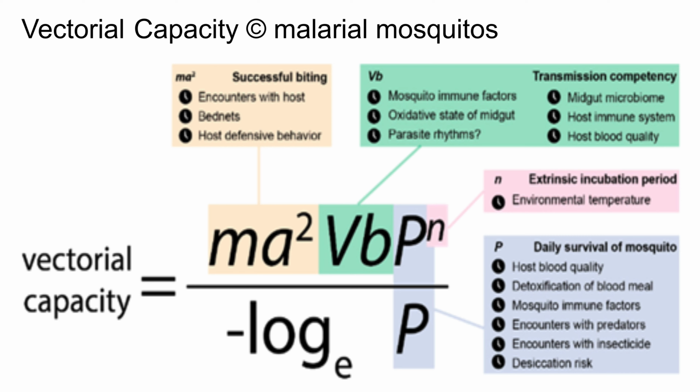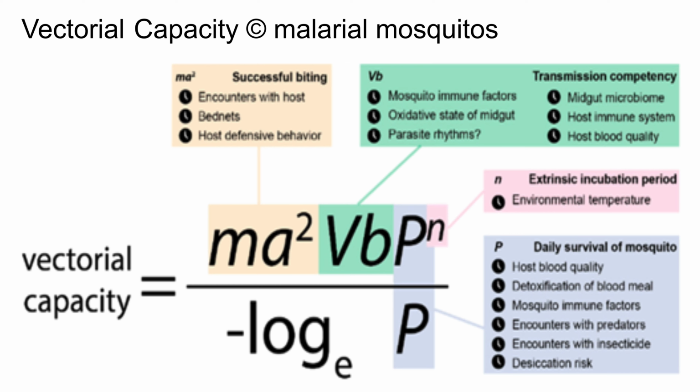So this is a little blurry, but this is vectorial capacity in mosquitoes. And vectorial capacity is 9 times out of 10 being calculated for mosquitoes because it really depends on blood meals. So it's MA squared VBP sub N over negative log sub E times P. But what do all of these different things mean? This is all just a fancy calculation where they take some different data and different factors or components of vectorial capacity and created a formula to come up with a number.